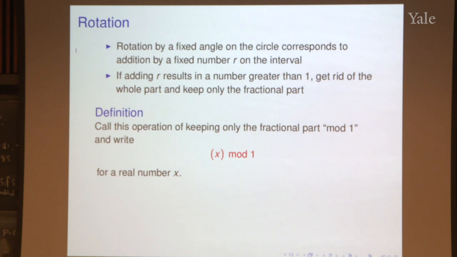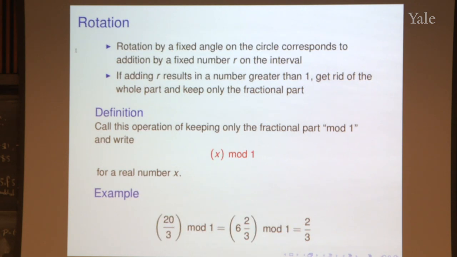For a number x, x mod 1 is where we get rid of the whole part and just keep the fractional part. So for example, if I take 20/3 mod 1, that's the same as 6 2/3 mod 1. The whole part is 6. I get rid of that. So 20/3 mod 1 is equal to 2/3. Are there any questions about this definition?